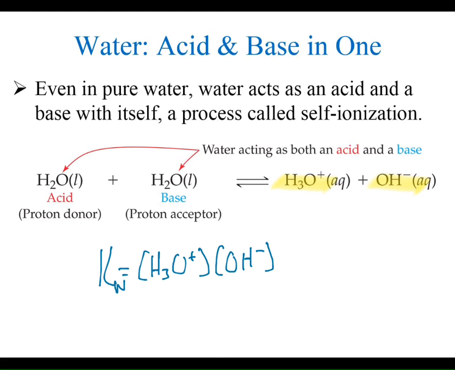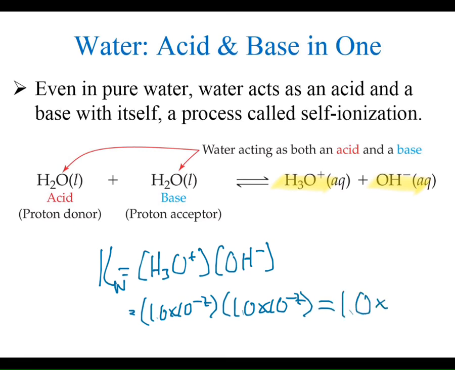And if the hydronium is 1 times 10 to the negative 7th, we said, and the hydroxide is 1 times 10 to the negative 7th, that means the KW must be 1.0 times 10 to the negative 14th. So this right here is the KW for water. So the amount of acid times base, hydronium times hydroxide, in water is always 1.0 times 10 to the negative 14th.